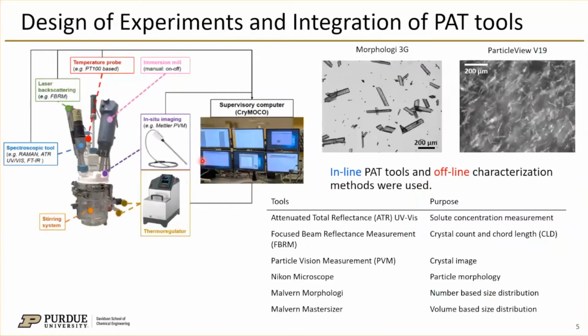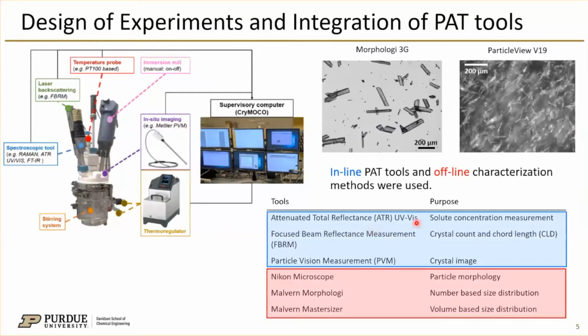This is our typical lab-sized batch crystallization setup, and here you can see the internal wet mill integrated in the system. We also utilized all the PAT tools we have, such as UV for concentration data acquisition, FBRM for crystal count, and particle view to detect the crystallization mechanism during experiments, as our inline PAT tools. Offline tools were also used for particle size and shape characterization.